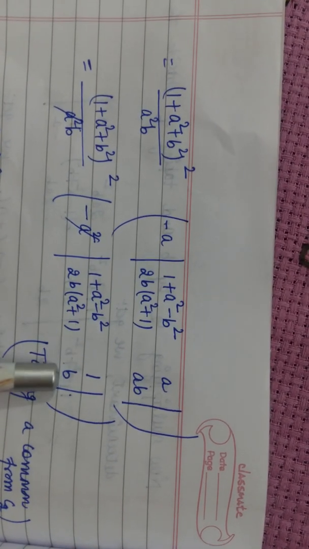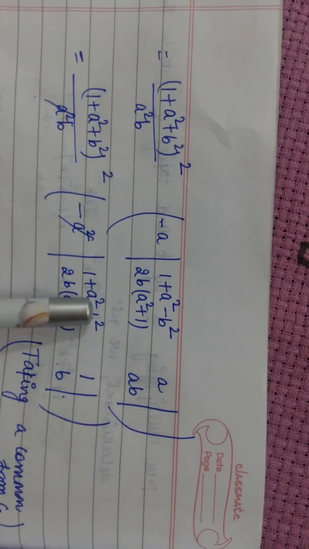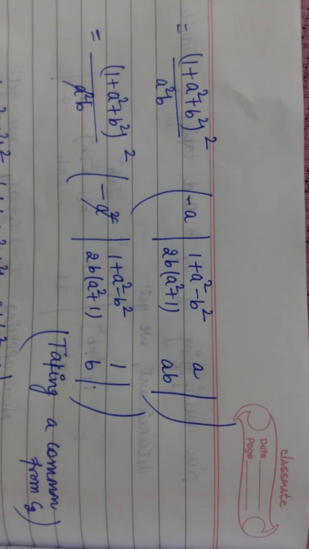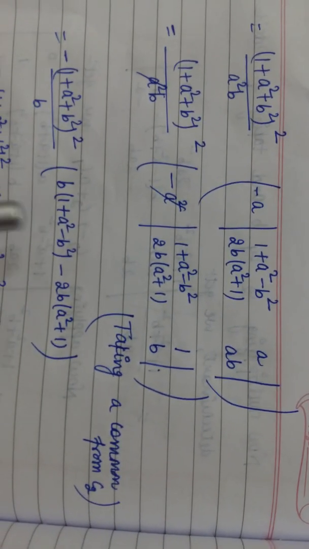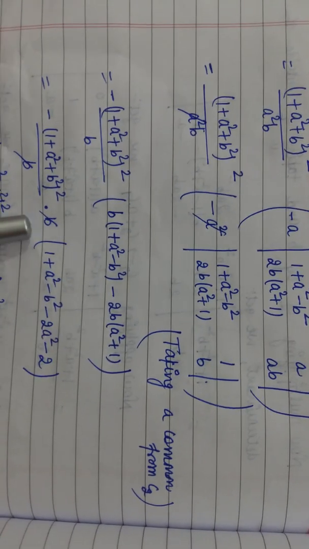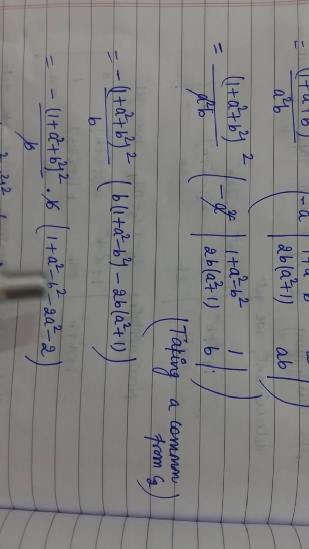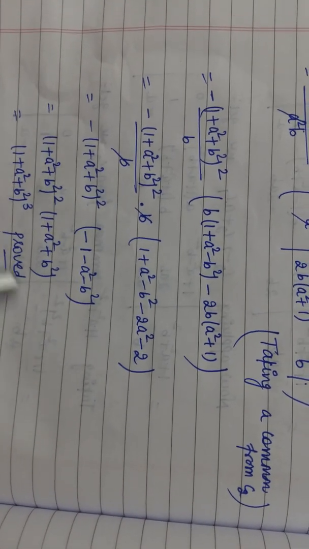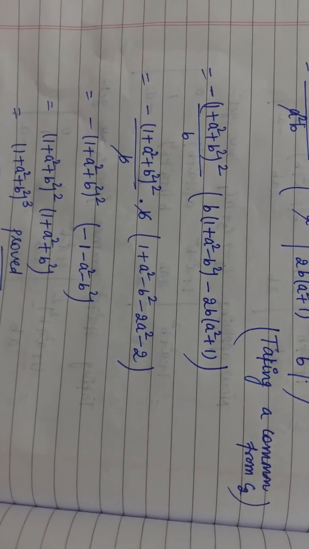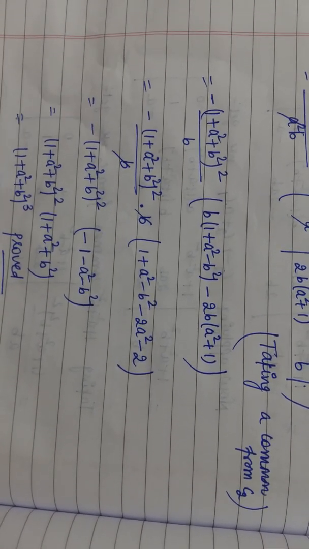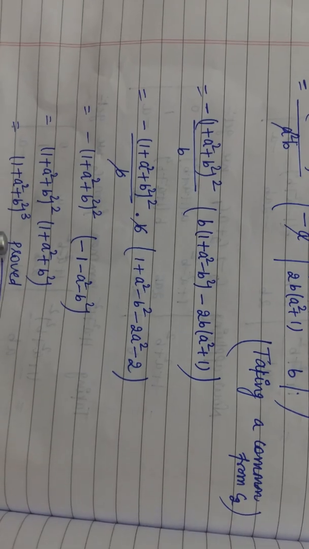Now expanding this determinant by multiplying these two entries minus multiplying these two entries, we get this. Again we can easily take b common from this value. On taking b common, this b cancels with this b, and by making calculations we easily get (1 plus a square plus b square) cube. Therefore the left hand side of the equation is proved equal to the required right hand side. Thank you.